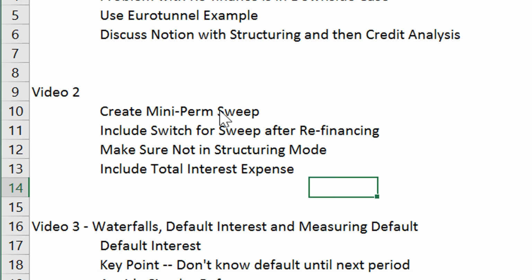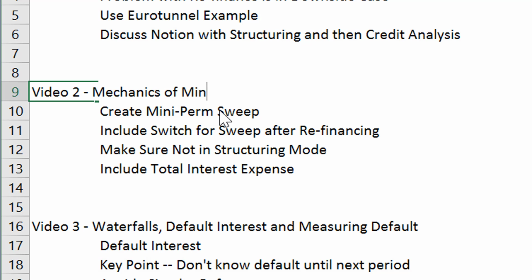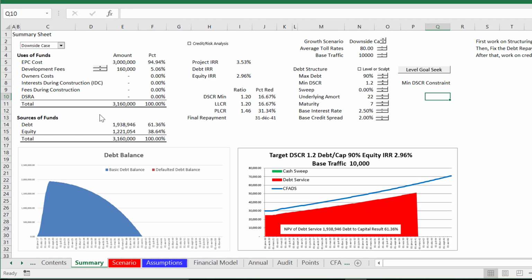In this video, instead of going over the structure and the theory, this is really the mechanics of a Mini-perm sweep. Excuse me for that. We're going to just create a separate facility. I'm going to create a separate refinanced facility at the date the Mini-perm changes, or the maturity date.